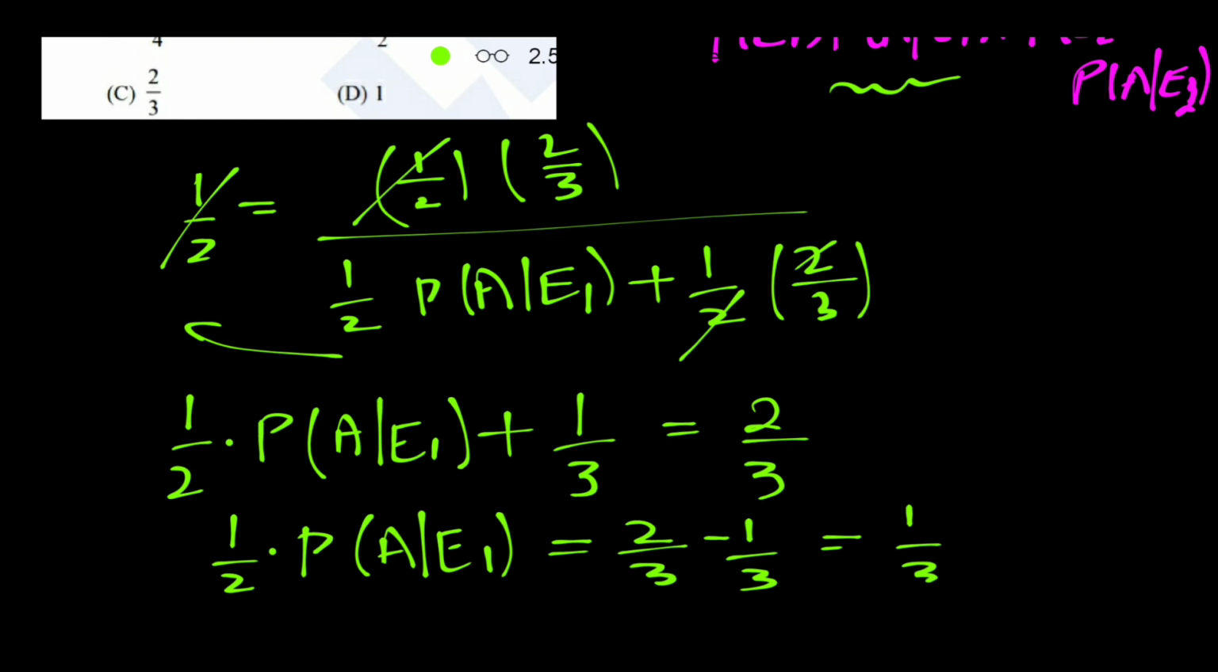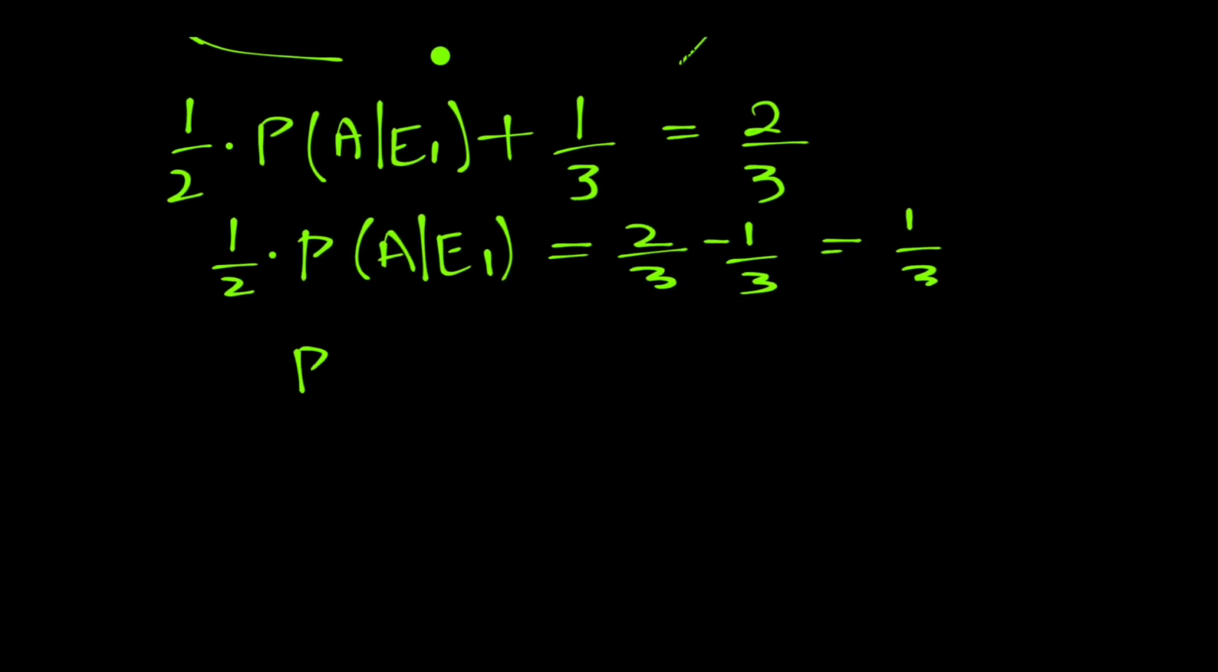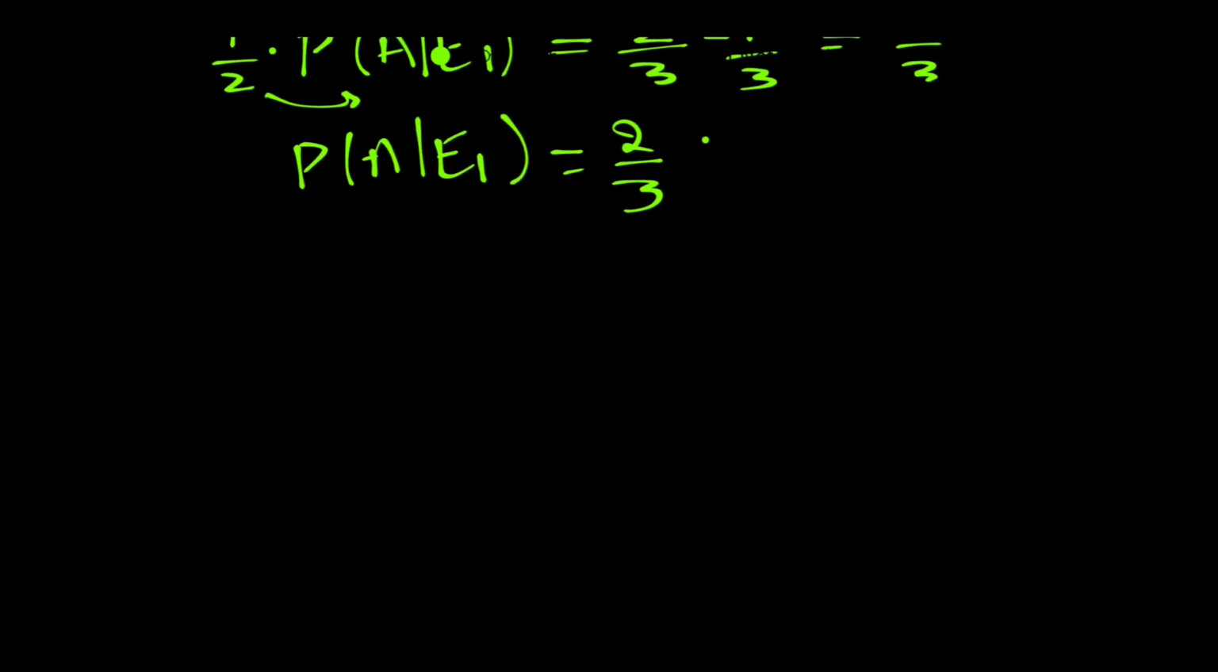So this implies P of A by E1 is equal to 2 times 1 by 3. 1 by 2 sent to the right side becomes 2 by 3. So P of A by E1 is 2 by 3. So now we have to find P of E1 by A.